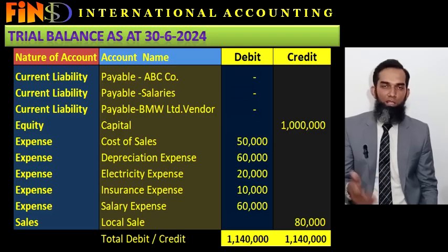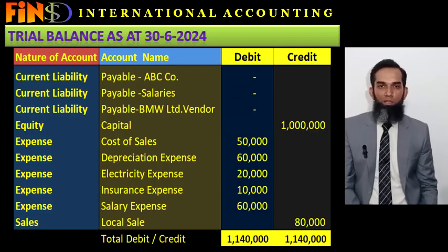Multiple journal entries are created, and on any day you may be passing different entries, but the trial balance shows the cumulative balance as at any date. So the electricity expense, insurance expense, salary expense and depreciation expense are the cumulative balance of all the transactions. After that, all the transaction running balances are reflected here. So you have to see what the running balance is showing in the ledger.